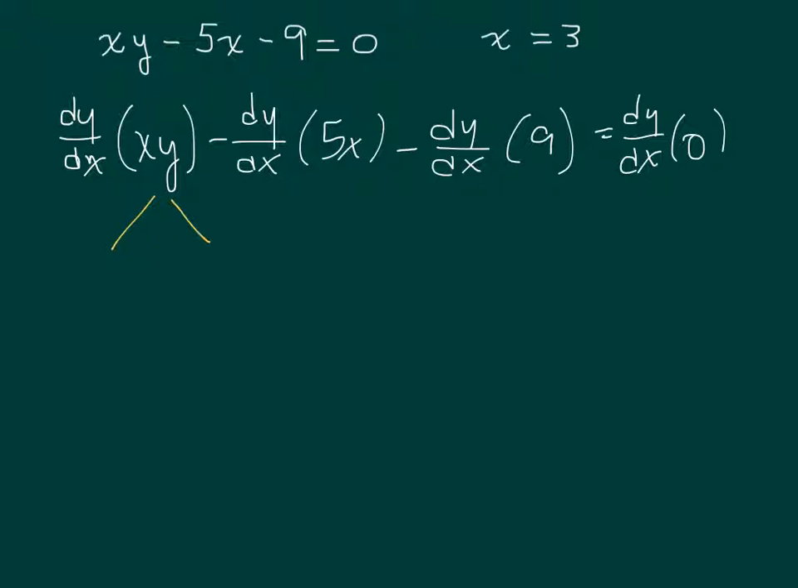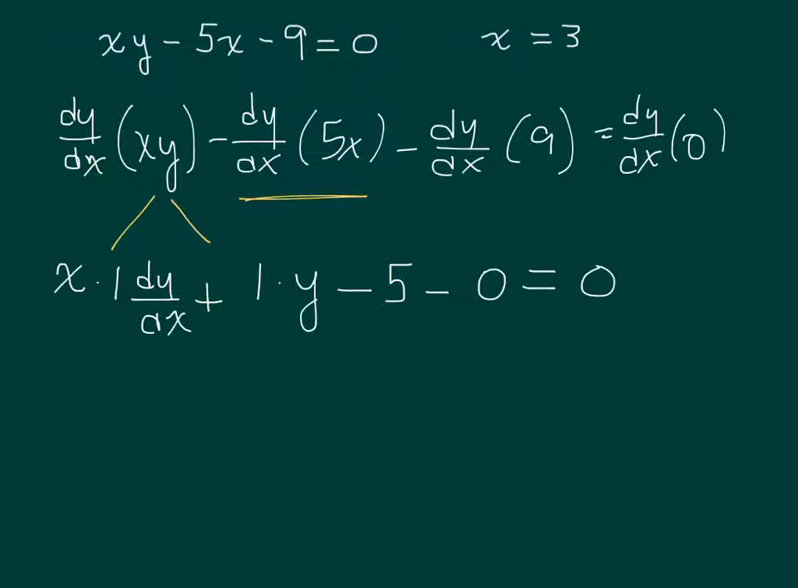So this first piece is actually a product rule because it's x times y. The product rule says leave the first term alone times the derivative of the second term. Well, the derivative of y is just 1, but I have to write the dy/dx, and then plus the derivative of the first term. The derivative of x is just 1, and that's with respect to x, so I don't have to add anything, times leave the second term alone, minus the derivative of 5x, which is just 5. And the other pieces are just constants, so they go away.